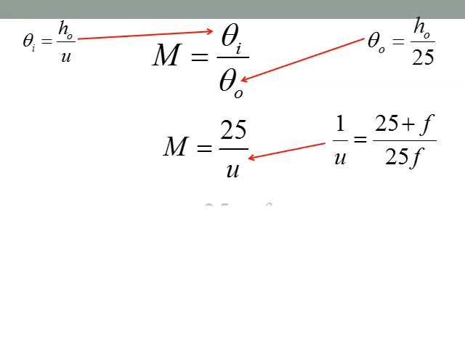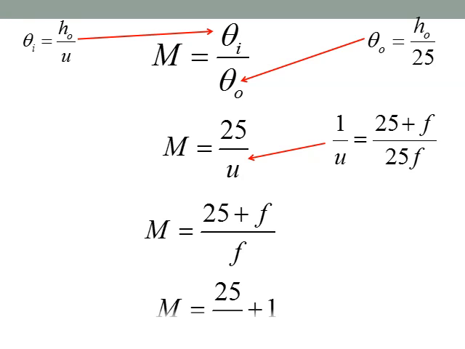So we can do a quick substitution, put that in there, right? And then all of a sudden we have 25 on the top, and that just cancels the 25 on the bottom, and then we're left with simply this. And then we can do, again, one little final last step to simplify some things, and we get 25 over F plus 1 is equal to the angular magnification.